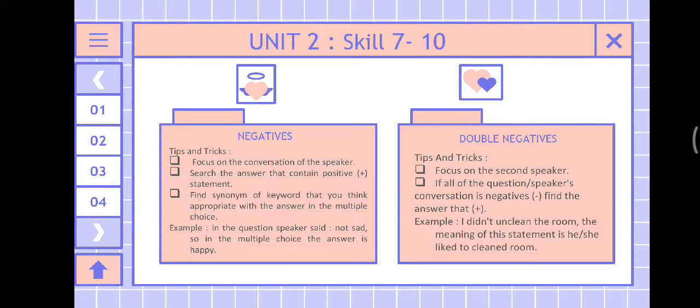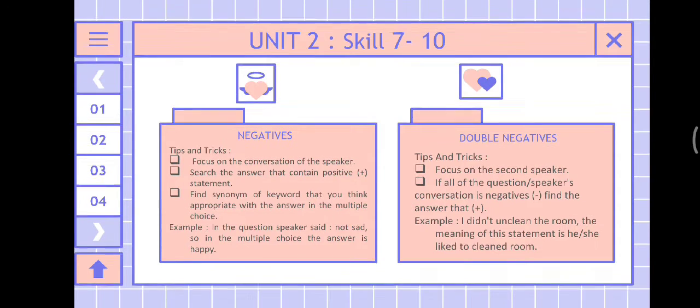Next, double negatives. Tips and tricks to answer double negatives. Focus on the second speaker. If all of the question or the speaker's conversation is negative, find the answer that is positive. For example, I didn't unclean the room. The meaning of this statement is he or she liked to clean the room.